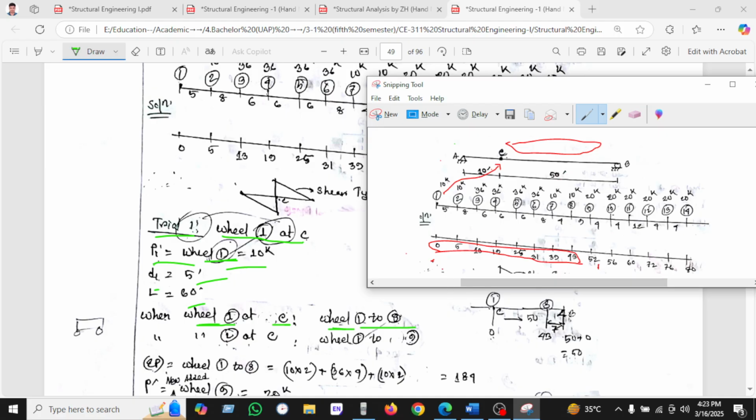So we have a 50, but we have gone to the 43, so we have a rest of 7, we have a rest of 7 feet.